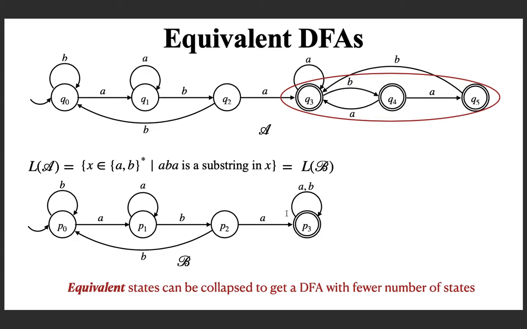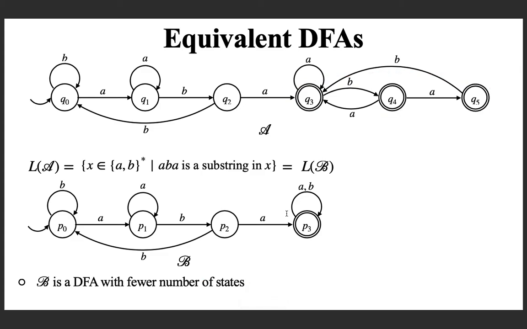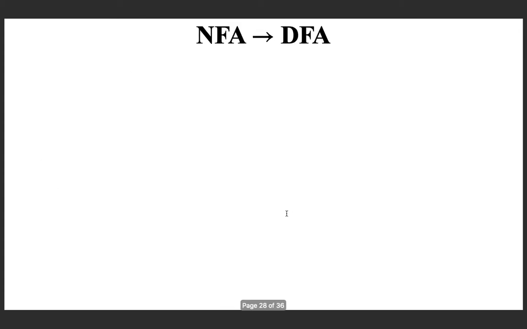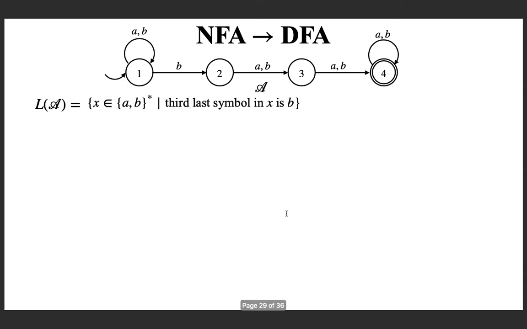Here again, B is a DFA with fewer number of states. Now move on to another example where we can discuss an NFA to DFA conversion. Here is an NFA given. The language is the set of all strings over {a, b} with the third last symbol as b.